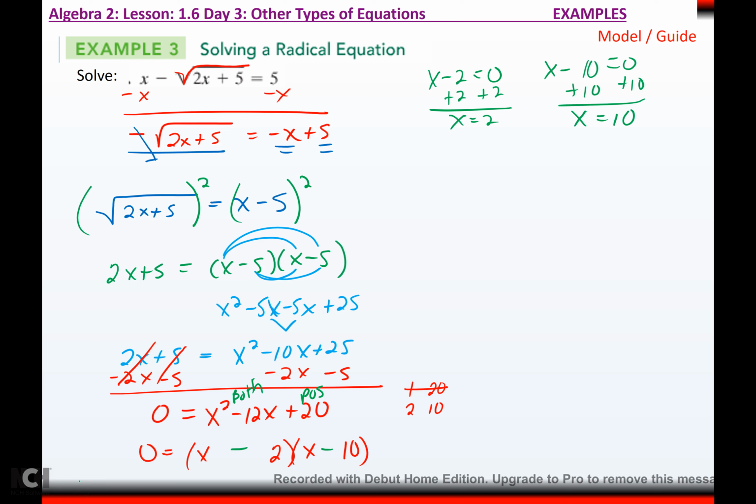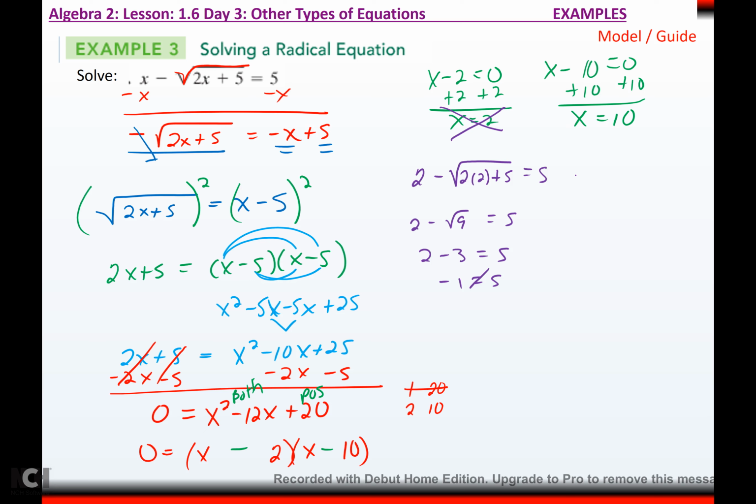They don't make negatives under the radicals and stuff. So I'm going to have to test them. If I change all my x's to 2, I'd have 2 minus the square root of 2 times 2 plus 5 equals 5. That's going to be 2 minus 2 times 2 is 4 plus 5 is 9. That's going to be 2 minus 3. That's going to be negative 1, which isn't true. So I have to throw 2 out.